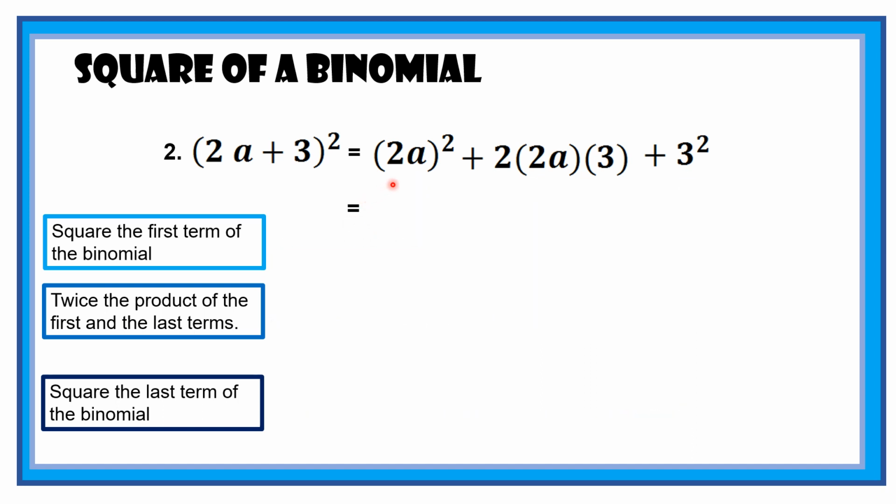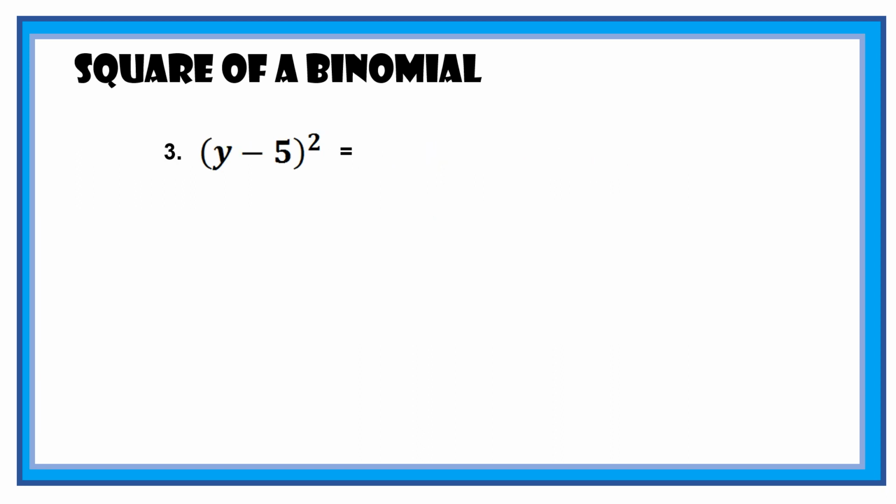So the quantity 2a squared is equal to 2a times 2a, which is 4a squared. Next, 2 times 2a is 4a, times 3 is 12a. Then 3 squared is 3 times 3, so that is equal to 9. So the final answer is 4a squared plus 12a plus 9.